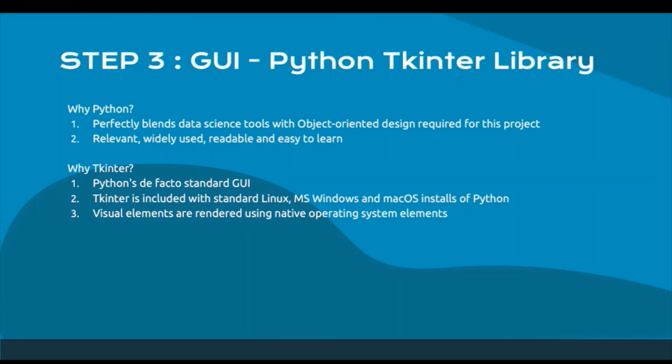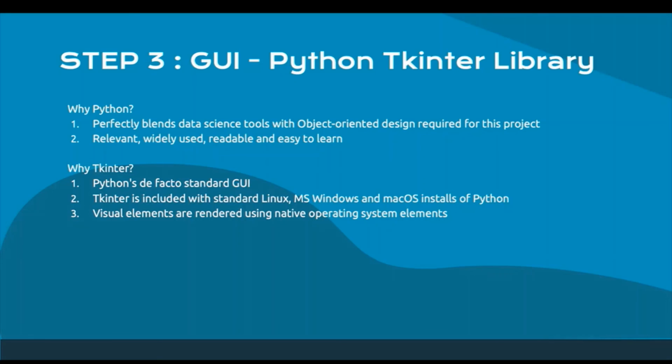Step 3, Graphical User Interface using the Python Tkinter library. Why did we use Python? As a team, we realized that all of us have extensive experience in using Java. Therefore, we wanted to try something different and learn something innovative, so we decided to go with Python for our project. Python perfectly blends data science tools with the object-oriented design required for this project. It is relevant, widely used, easy to learn and readable.